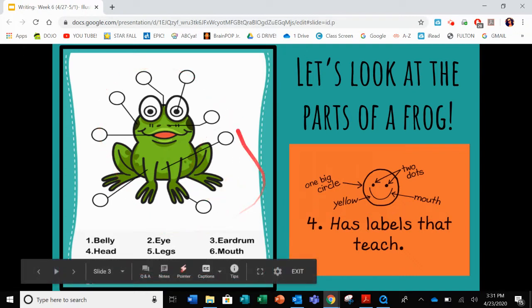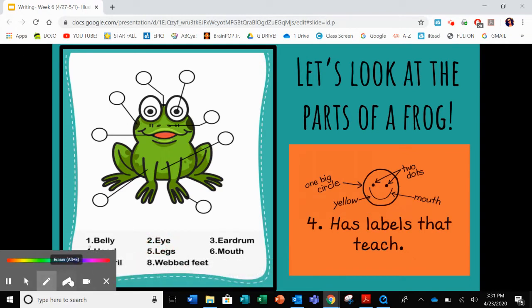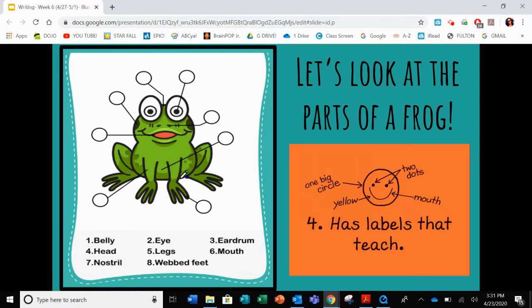Okay. So I have a diagram here that I found from the internet. And I wanted to show you guys, we can label this frog and all the different parts that it has. Okay. So here, let's see if I got my clicker. Whoop, there we go. Number 1 says belly. Where do you think the belly is? Touch where you think the belly is. Very good. This is where the belly is.